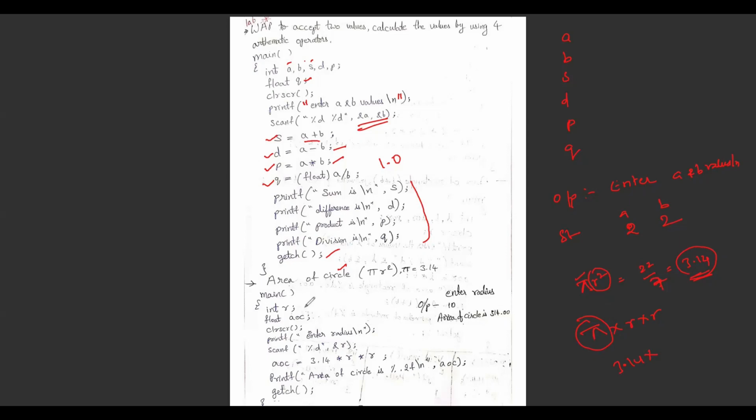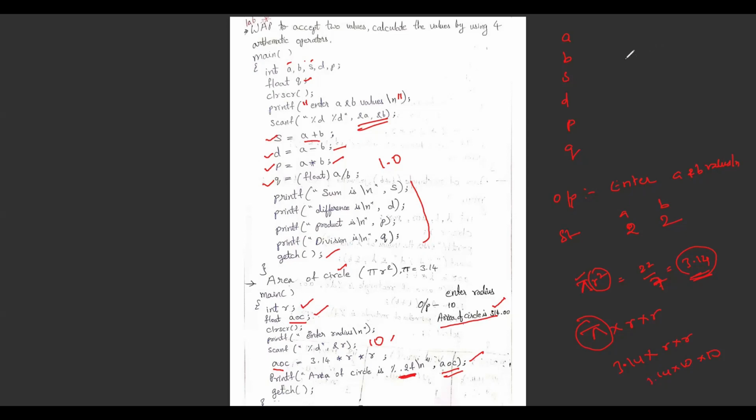Main function, int r, because you need to enter the radius, float AOC, that is area of circle. Enter radius, that is R value, scanf percentage d ampersand r. I'm going to enter R value as 10. So AOC, area of circle, equals 3.14 into R, R value is 10. So 3.14 into 10 into 10, which is nothing but 314, the area of circle. That will be printed onto the screen. Area of circle is whatever the answer is, that will be printed. This is percentage .2f because AOC, area of circle, you have taken as float.